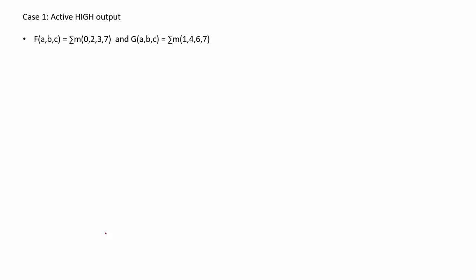So this is case 1. We are given a function f, input variables are a, b, c, and the output f is 1 for minterm 0, 2, 3 and 7, and we are also given another function g whose input variables are also a, b, c, and the output g is 1 for minterm 1, 4, 6 and 7. So the first step is to identify the size of the decoder that we need to implement this function. Since there are 3 variables, we will need a 3 to 8 decoder.